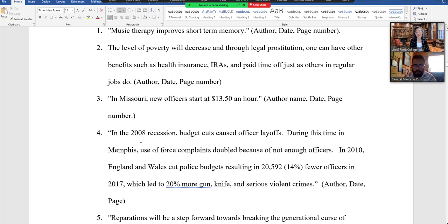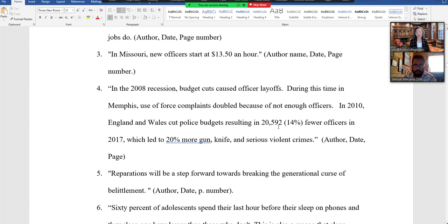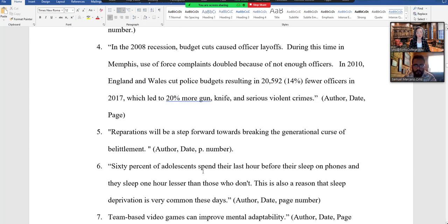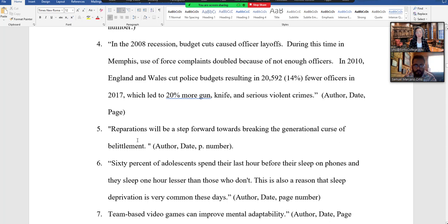So numbers including dates, percentages, amounts, more percentages, then you have to cite the source. Historical data, like reparations will be a step towards breaking the generational curse. This person was talking about slavery and how African Americans should be given reparations. That was something I took from his essay, and he didn't cite anything. So I told him you need to cite author, date, and page number if you're citing historical facts.